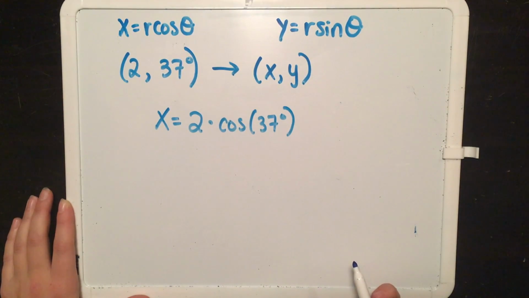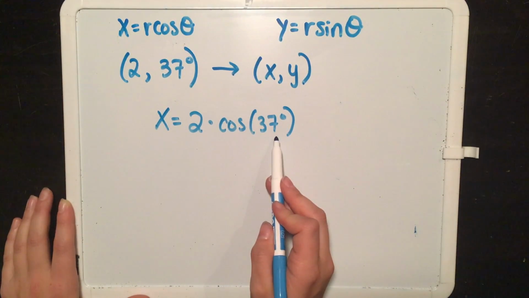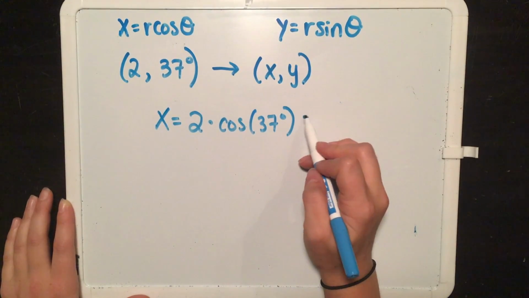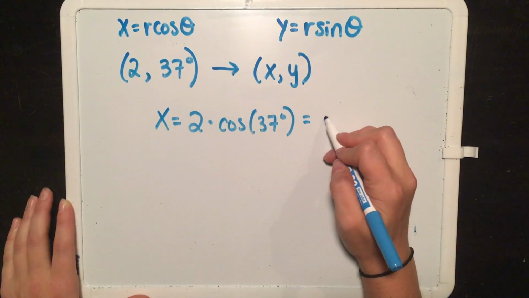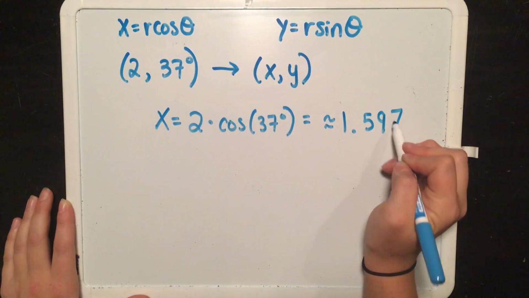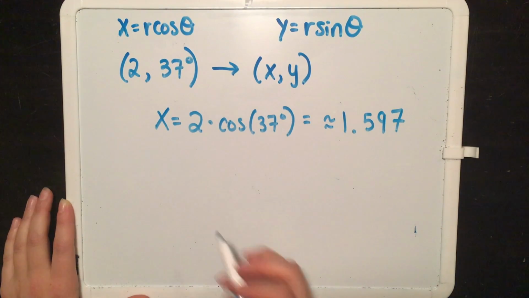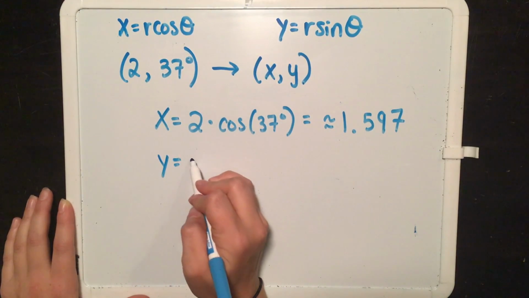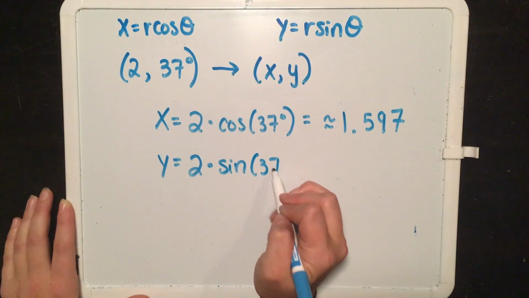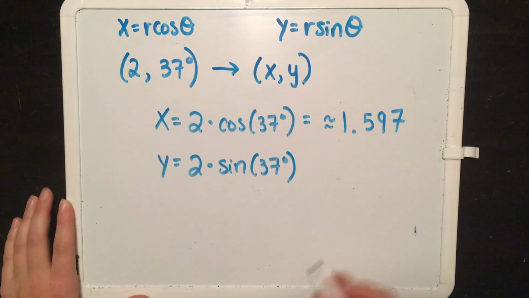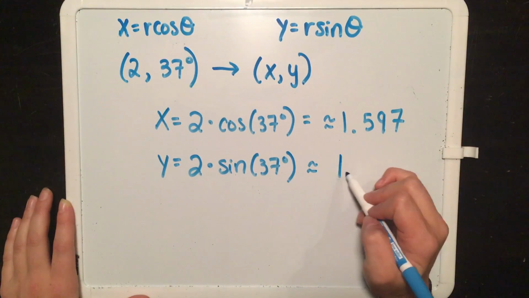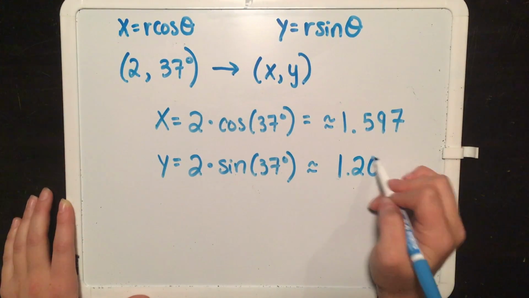Now make sure your calculator is in degrees rather than radians. And if we plug this in, our answer is approximately 1.597. We can do the same for y. R times sine of theta. And if you plug this into the calculator, it's approximately 1.204.